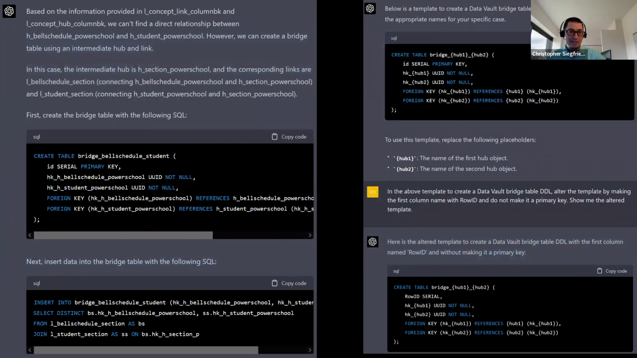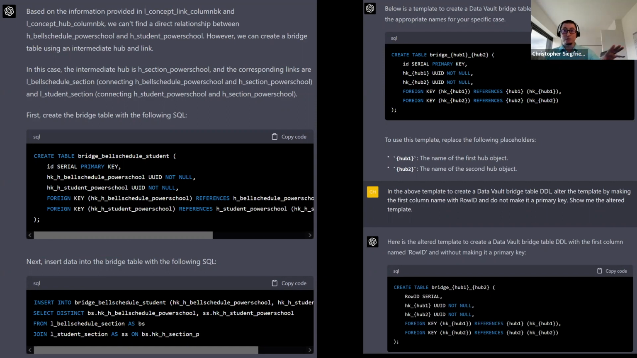So that was my prompt. And here's its response. It looked at the information it had up at the top left there, and it saw it did not have a link, which makes sense because why would we be building a bridge table if we had a link? But I didn't need to tell it that. It went to L concept link, and it found Bell schedule, and it found student, and it found the shortest path between those two, and it built a bridge table. So there's the DDL it chose. Again, I didn't queue it, and it gave an insert statement to fill that bridge table.